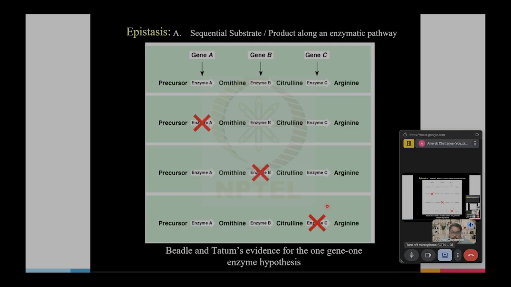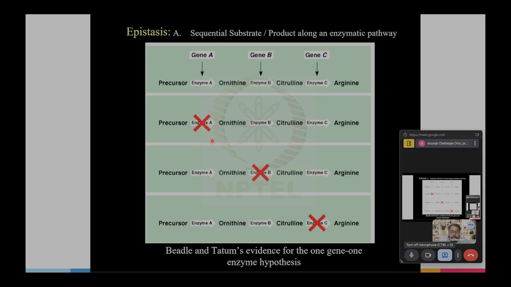Now what you do is you also knock out two at a time. If I knock out enzyme A also in the second case, what will happen? I will only have the precursor and no ornithine, which is exactly the same as the phenotype for only enzyme A knockout. So the double knockout shows the exact same phenotype as a single enzyme A knockout. So in this case, I will say that gene A is epistatic to gene B.